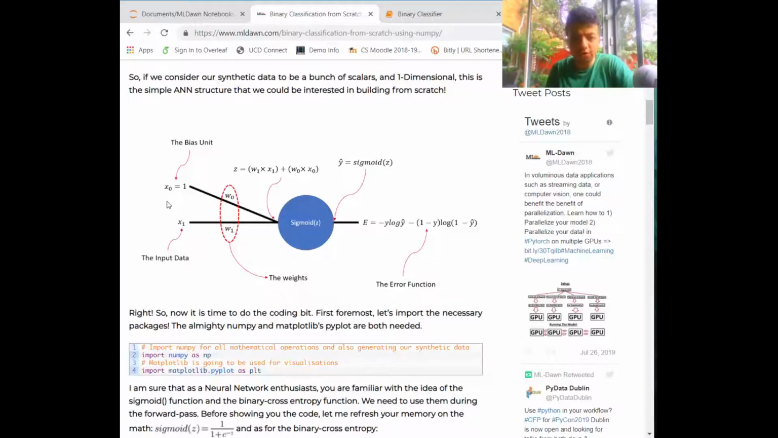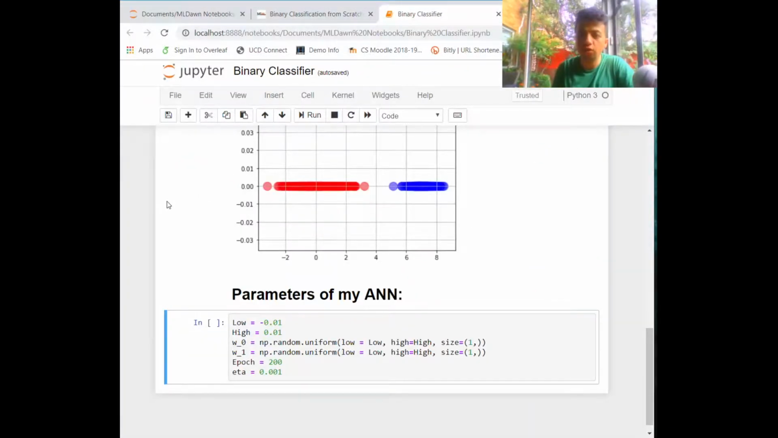So today in this video, we're going to pick up where we left off. In the previous session, we came right up to this point where we defined the parameters of our neural network. We generated W0 and W1 as NumPy arrays that have just one value. We defined the number of epochs as 200 and the learning rate as 1,000th. And we said that an epoch is actually one sweep throughout the whole training set.